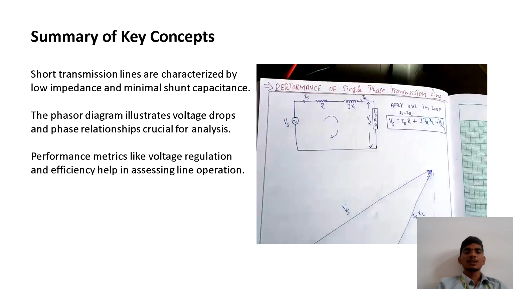Summary of key concepts. Short transmission lines are characterized by low impedance and minimal shunt capacitance. The phasor diagram illustrates voltage drops and phasor relationships crucial for analysis. Performance metrics like voltage regulation and efficiency help in assessing line operations.